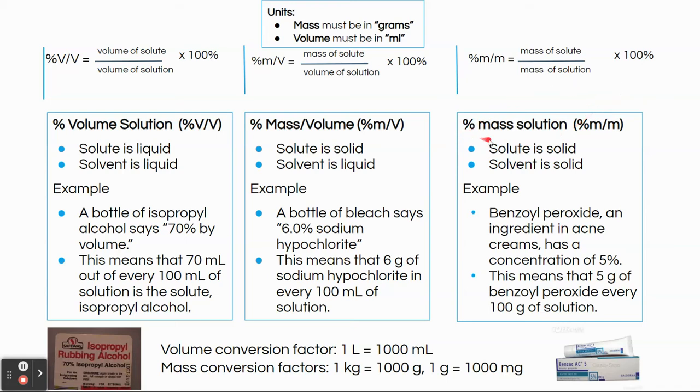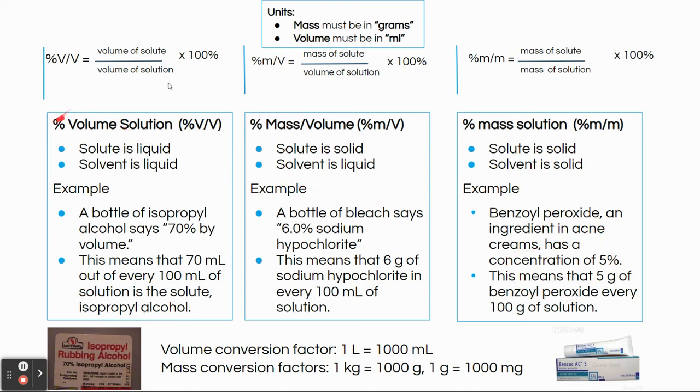And then you can have your percent mass, which is when you have two solids. So you have your solute solid and your solvent is solid. So if you look at this cream over here, benzoyl peroxide, it's an ingredient in a lot of acne creams, and you'll see the concentration is 5% mass. So what that basically means is 5 grams of the active ingredient, benzoyl peroxide, is going to be in every 100 grams of solution. So 5 over 100 times 100%.